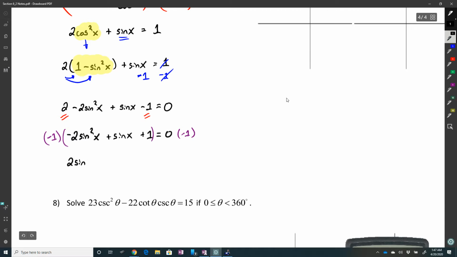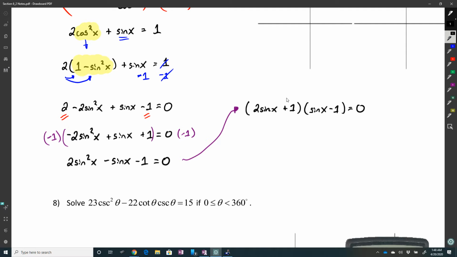So I have 2 sine squared x minus sine x minus 1 equals 0. And just like many things here in this section, this is very factorable. This ends up being 2 sine of x plus 1 times sine of x minus 1 equals 0. And remember, if you don't like factoring, then just use the quadratic formula. The numbers in this section, whenever you do, are going to be really small, like 1, 2, 3, or 4.